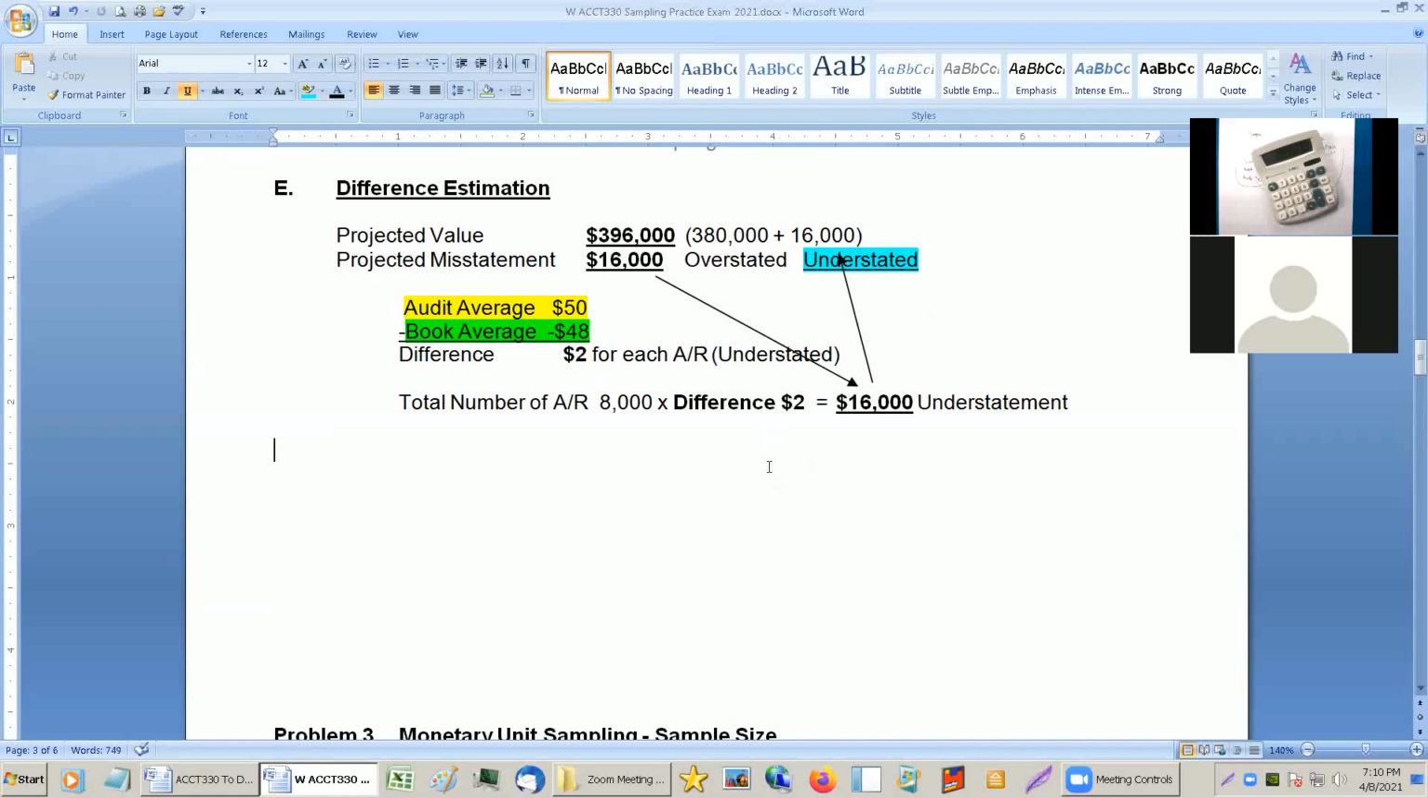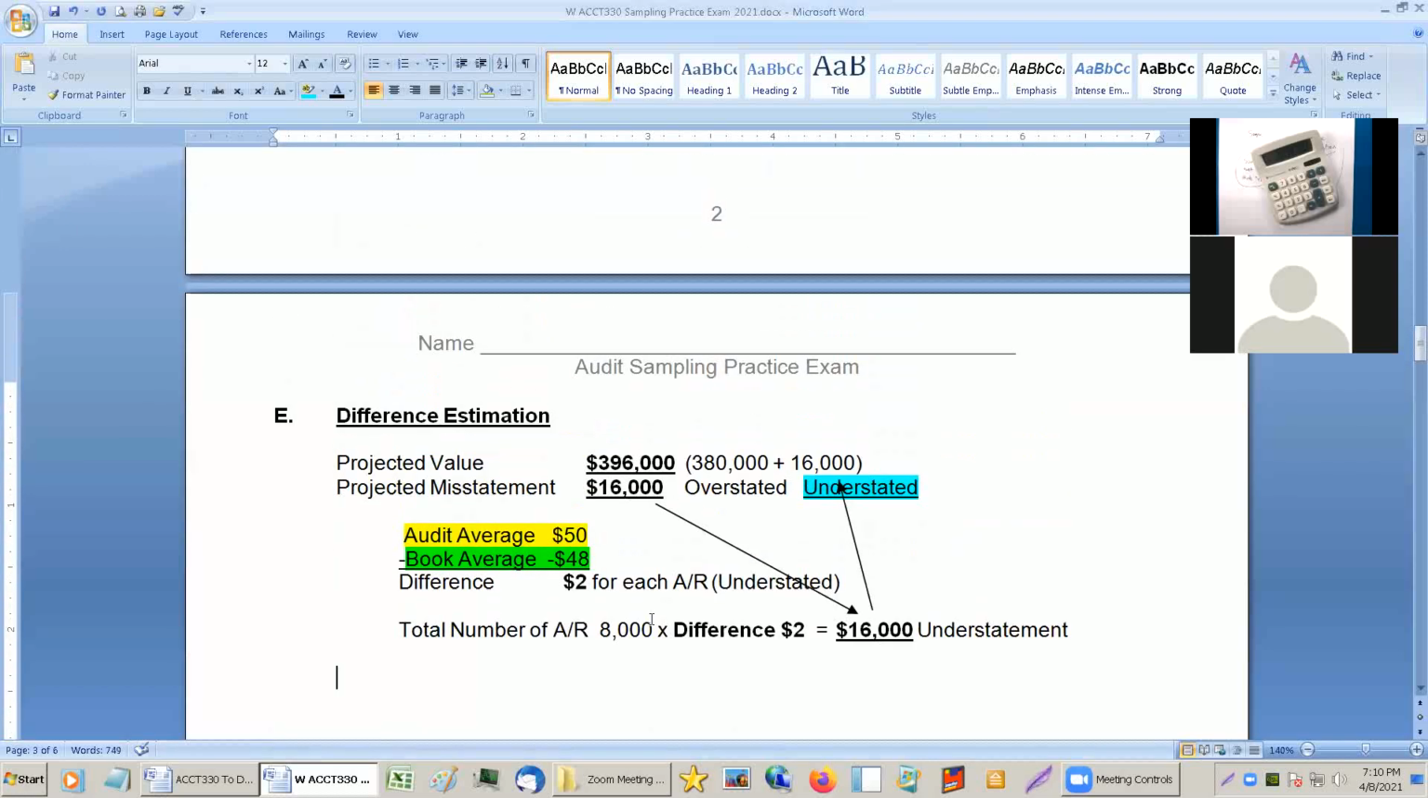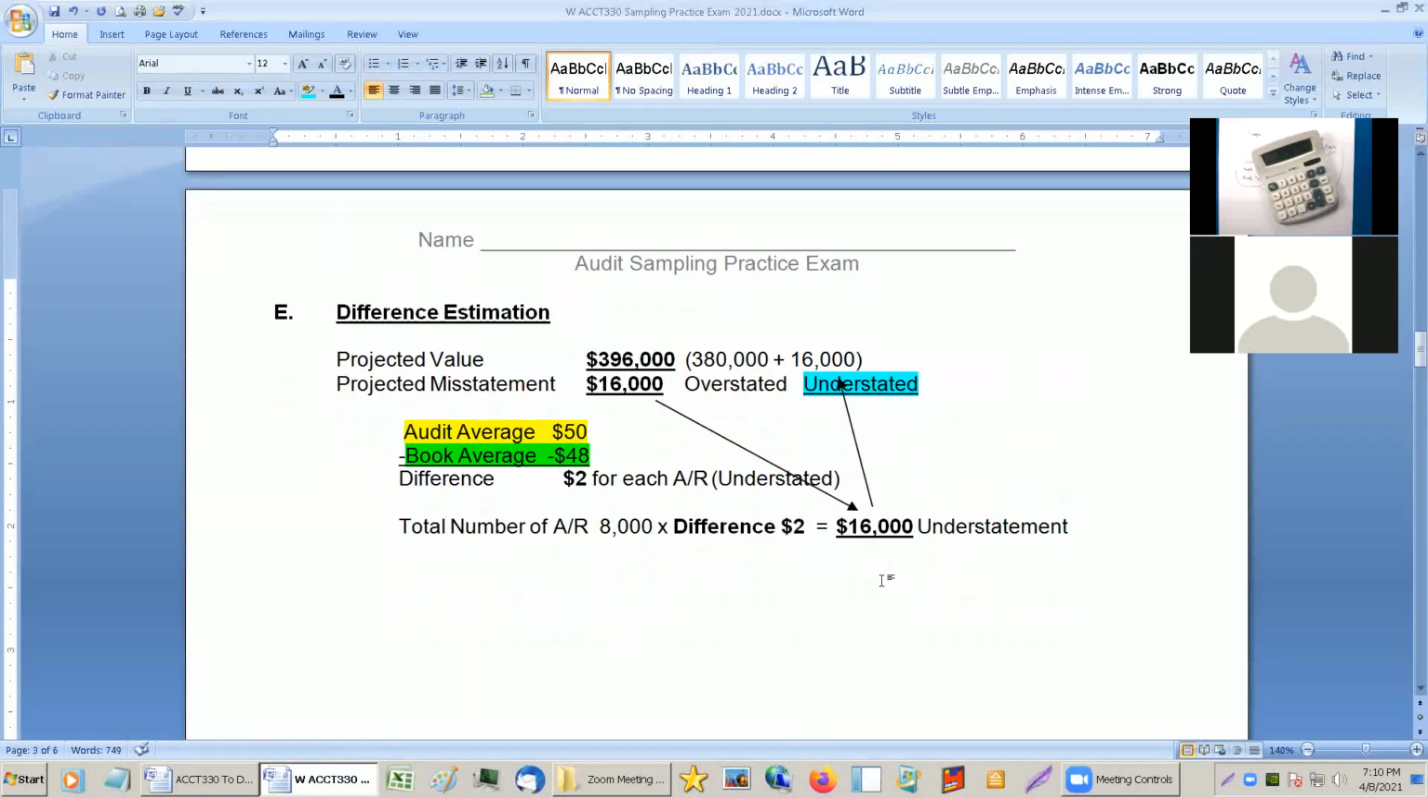Okay, so that's classical sampling. The nice thing about classical sampling is that it can do understatements or overstatements. And I have seen CPA questions that say, which type of testing would you use? And they'll have mean per unit, monetary unit sampling, test of control, whatever, and they'll say that if you suspect an understatement.